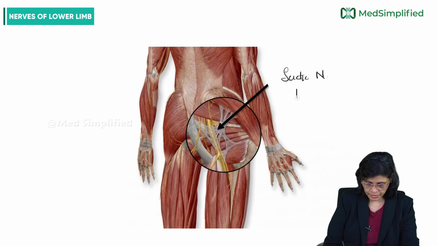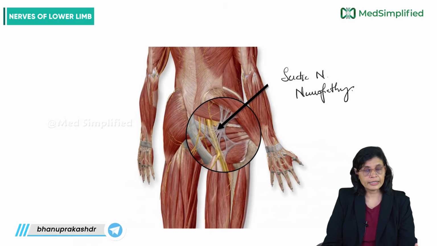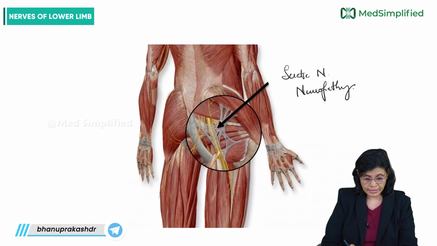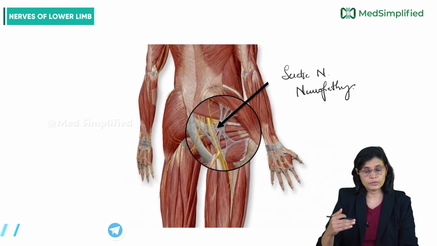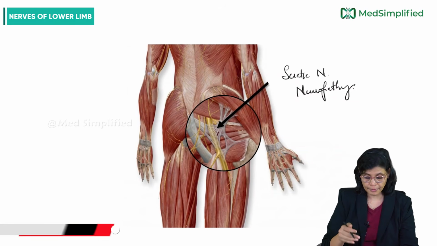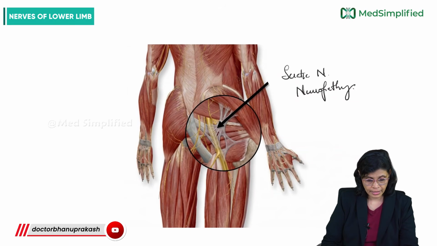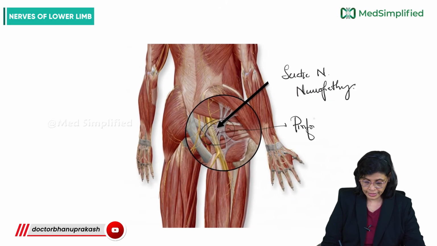Here, as the sciatic nerve leaves the pelvis, sometimes it passes through the piriformis. Usually it passes through the greater sciatic notch, below the piriformis. But sometimes it can pass through the piriformis muscle, and at that point it can get entrapped, and that will lead to what we call the piriformis syndrome.